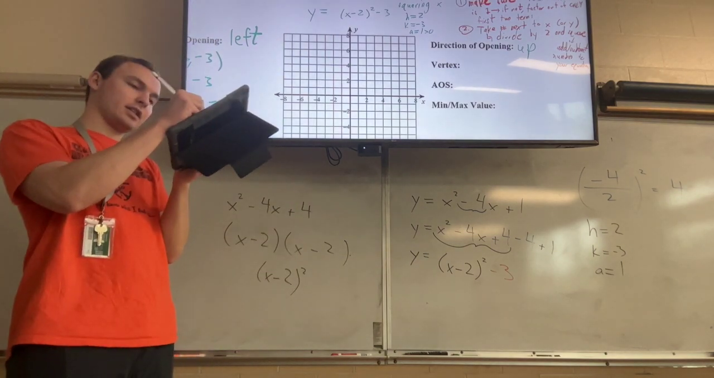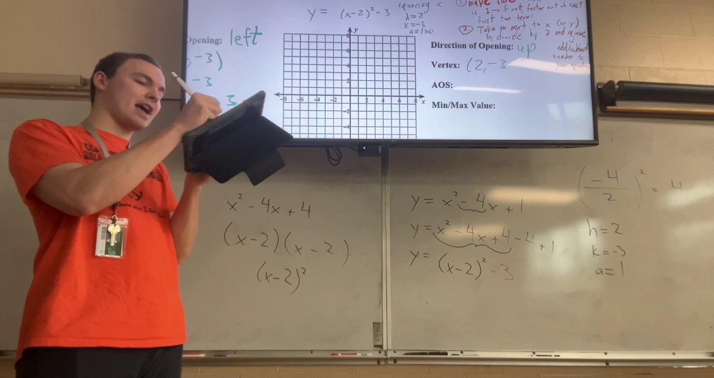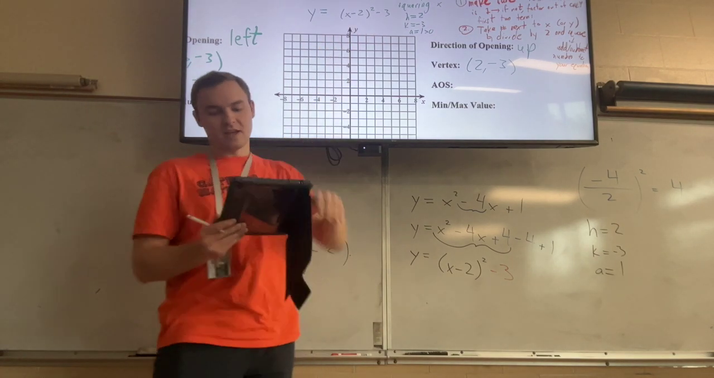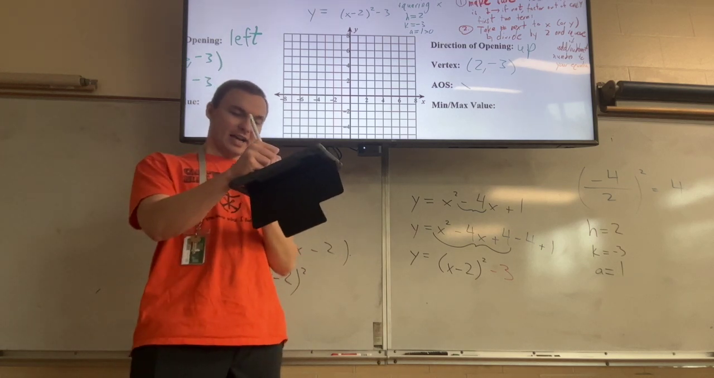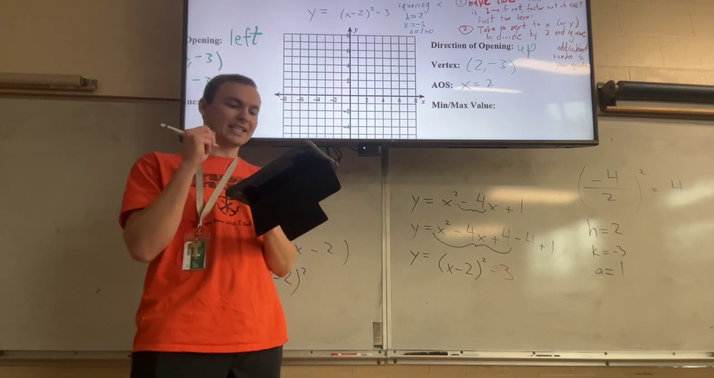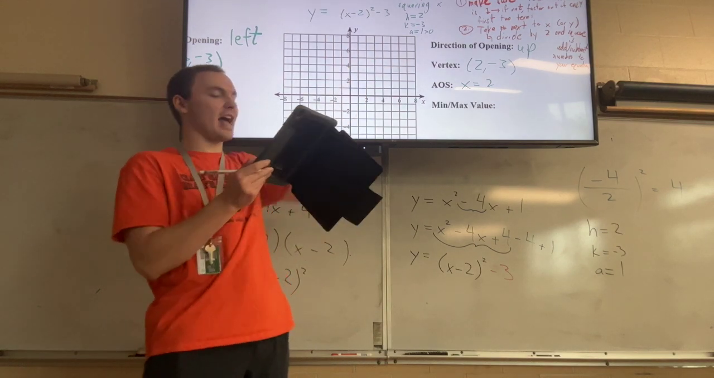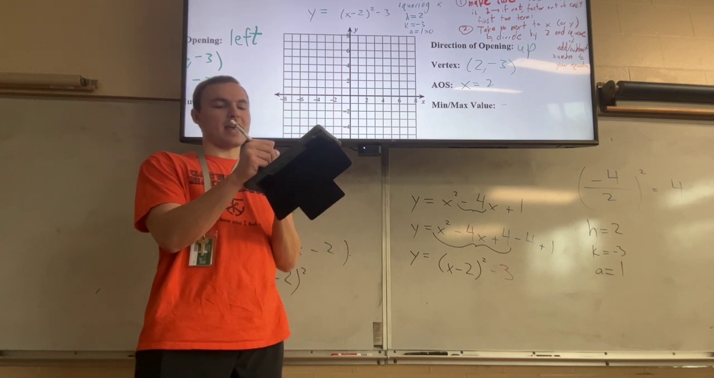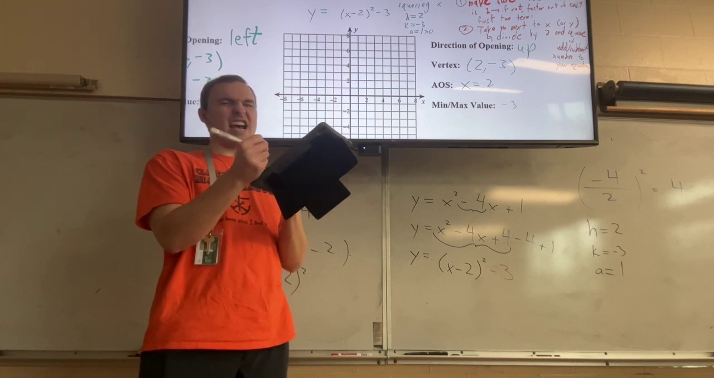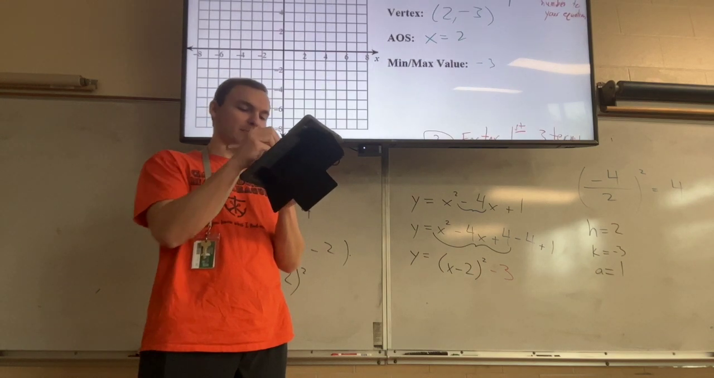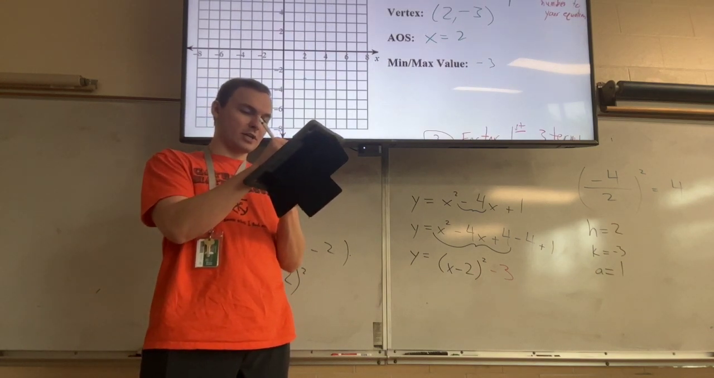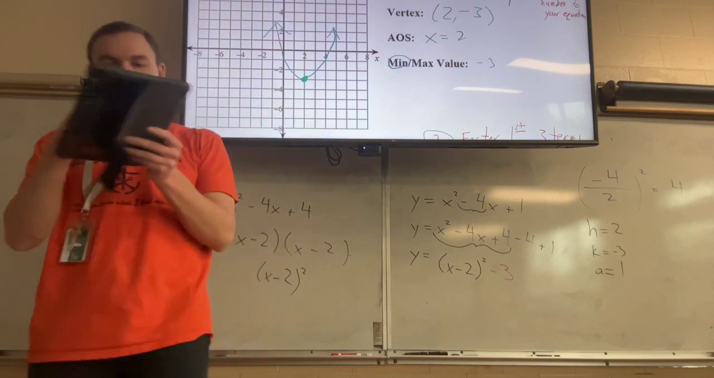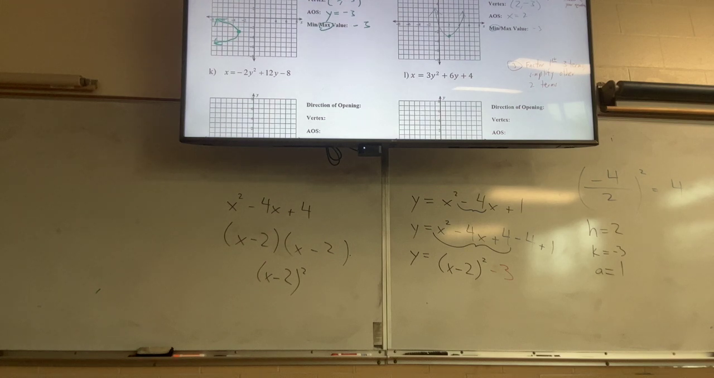What's my vertex? 2, negative 3, right? It's h comma k because I'm squaring x. What's my AOS? x equals 2. x equals h, because I'm squaring x. Maximum value, I always do what? Copy down k. And if you're having trouble circling min or max, just plot it. Graph your equation. Is that a min or a max? It's a min. So that's how we do those.